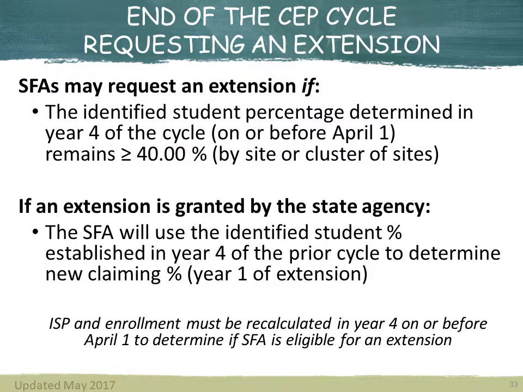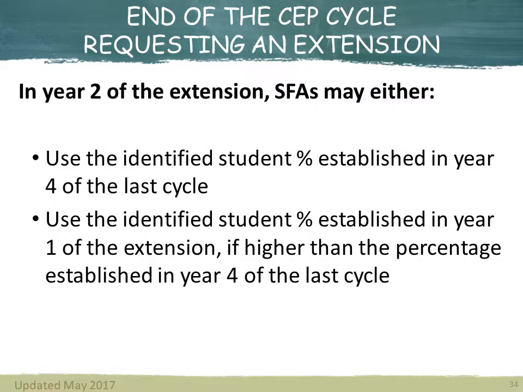If an extension is granted, you can use the percent of identified students in year 4 of the prior cycle to determine your new claiming percentage. So this is kind of what we do on a regular basis. So they're calling it an extension, but it's really basically a reestablishment. So then in turn it's an extension. In year 2, you can either use the identified percentage in year 4 or use the identified student percentage established in year 1 of the extension if it's higher than what was established in year 4.